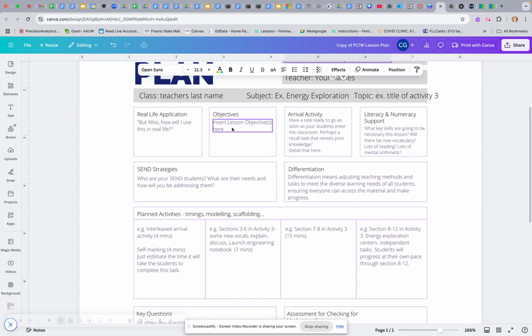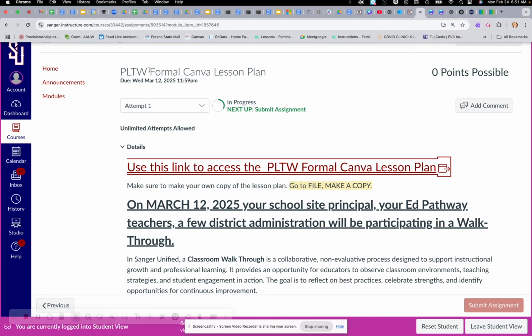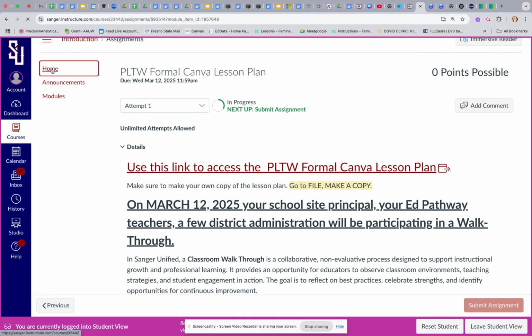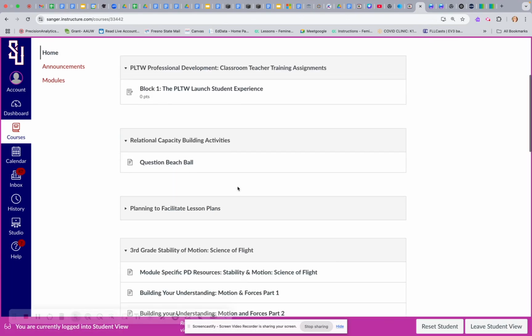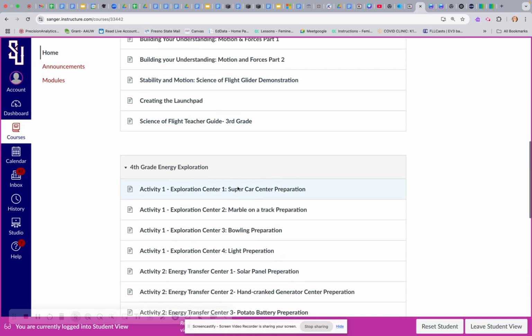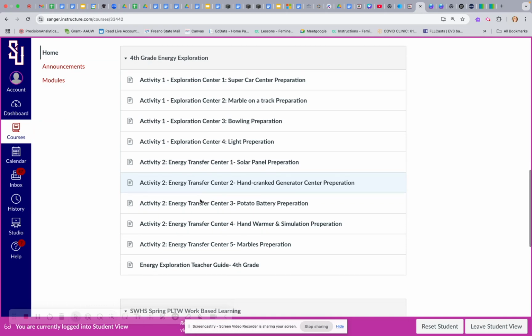And then your lesson plan objectives in your Canvas course, in order to find that, you have to go back out. And I was looking at 4th grade, so I'm going to go here. And I was talking about doing activity 3. These are centers, so that's not the right thing. Activity 2.